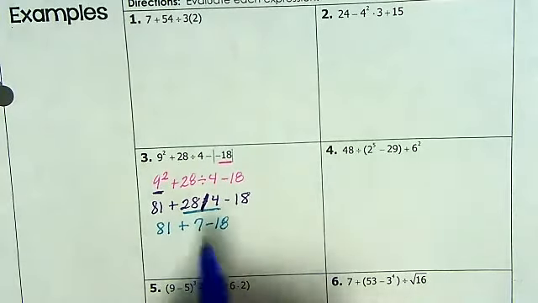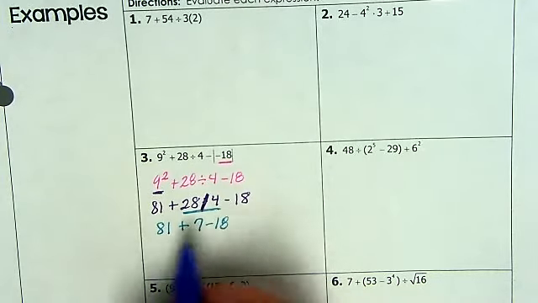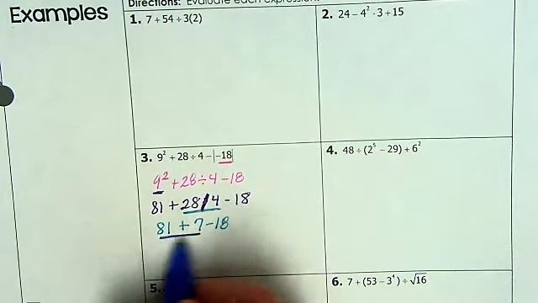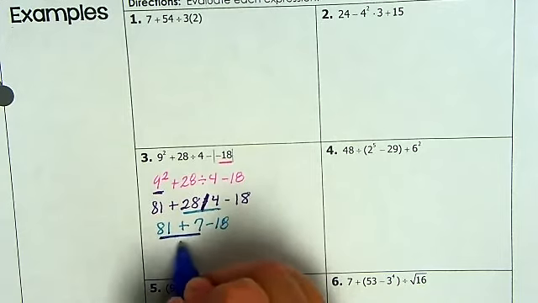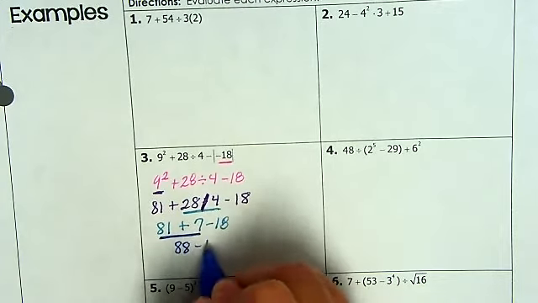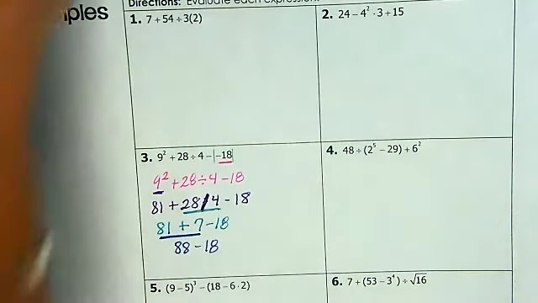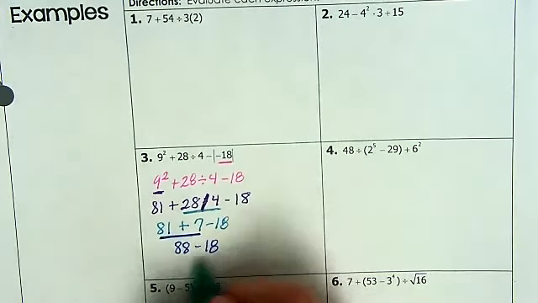And now I'm looking for any addition or subtraction as I read from left to right. And it just so happens that the addition comes first. It's not always going to be that way. So I now do 81 plus 7, which gives me 88 minus 18. And I do that subtraction.